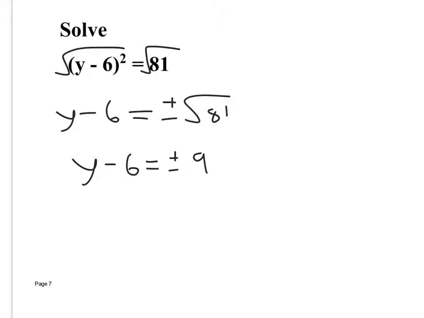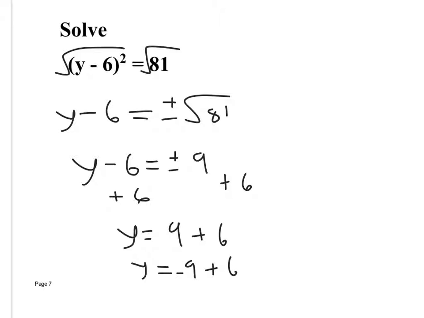So to get y by itself, I add 6 to both sides. So y is equal to 9 plus 6. And y is equal to negative 9 plus 6. So your two answers are 15 and negative 3. Everybody agree? Okay, and these are what we call roots. They're what makes this a true statement, but also, if you were to graph these, it would be where these cross the x-axis. Okay, but you don't really need to know that. What you need to know is how to solve it, and that's what we've done.